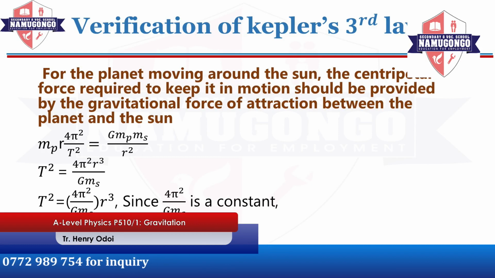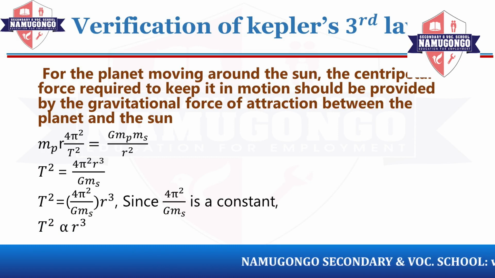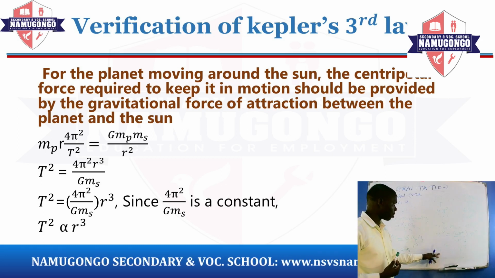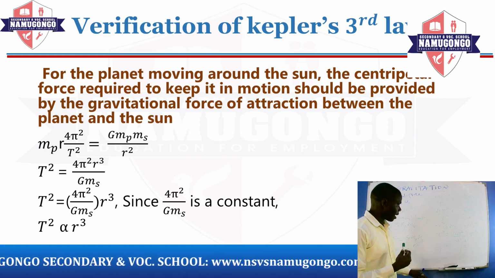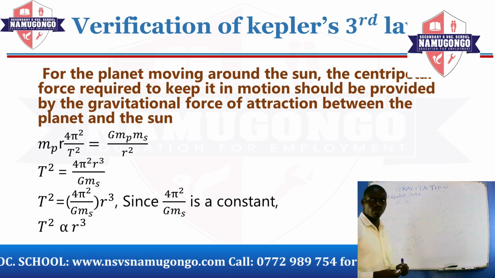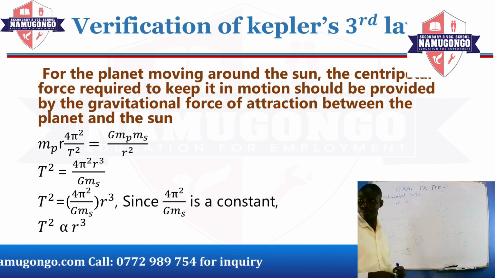When you look at this, you will find that 4 pi squared over G ms are all constants. So this is a constant, leaving us with T squared being directly proportional to r cubed, which verifies Kepler's third law of gravitation, which states that the square of the period of revolution of the planet about the sun is directly proportional to the cube of the distance between the planet and the sun.